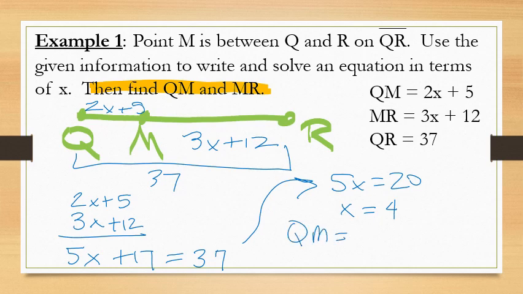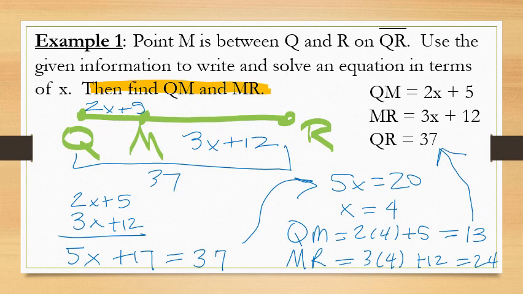QM is going to be 2 times 4 plus 5. 8 plus 5 is 13. And MR is going to be 3 times 4 plus 12. 12 plus 12 is 24. And honestly, if you add those two numbers up, you can kind of do a little self-check because we should get the length of the entire segment.